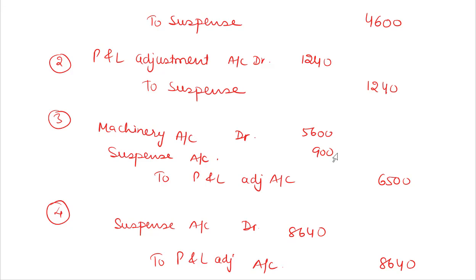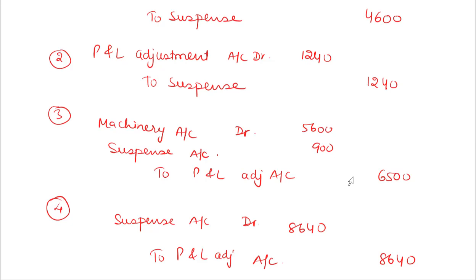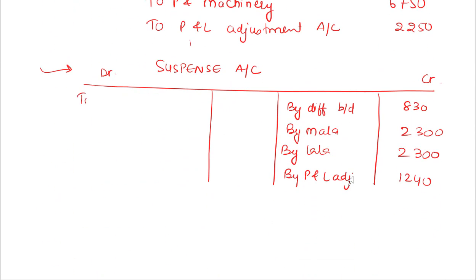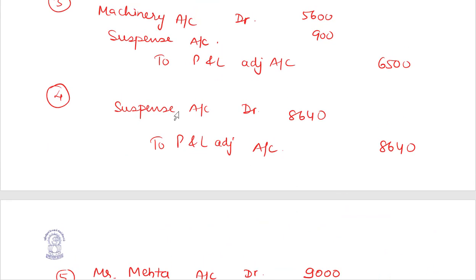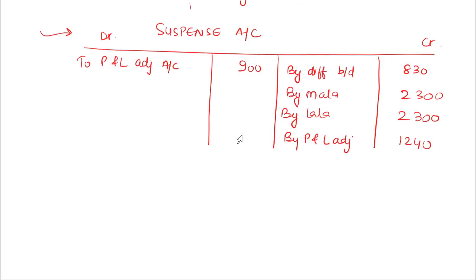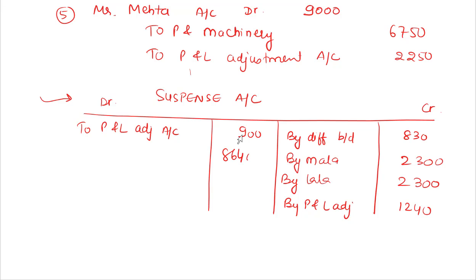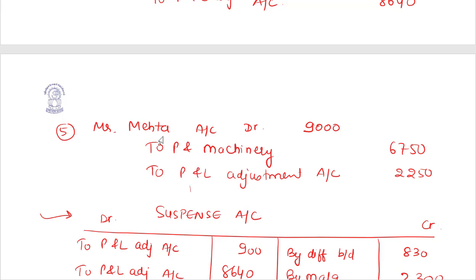Third entry, suspense is there, 900. So in debit, 900 will come under the name of P&L adjustment, to profit and loss adjustment account 900. Over here fourth, on the debit side of the suspense account 8640 will come, 8640, and over here profit and loss adjustment account on the debit side. Fifth one, profit and loss adjustment is there but suspense is not there, so it will not come.